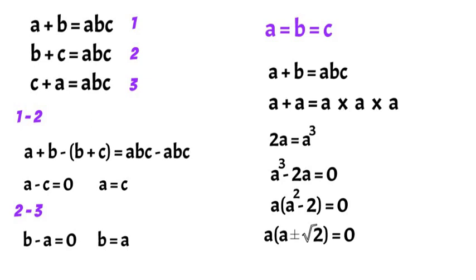So now that we've simplified this, we can set both parts equal to 0. So A is simply equal to 0, and then A can also be equal to plus or minus the square root of 2. And that's our final answer. So A, B, and C, since they're all equal, can either be equal to 0 or plus or minus the square root of 2.